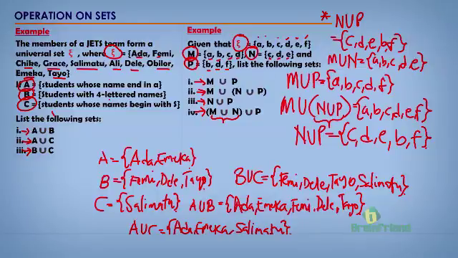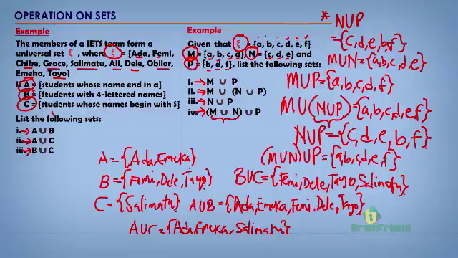Now let's go back to our question. M union N, all in brackets, union P, therefore is the set that has elements A, B, C, D, E, and F from our set P. And there is our answer.